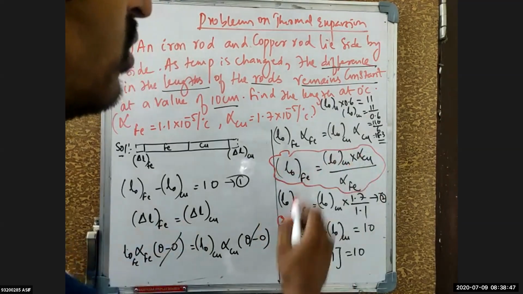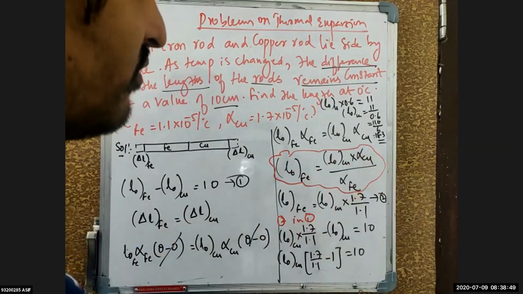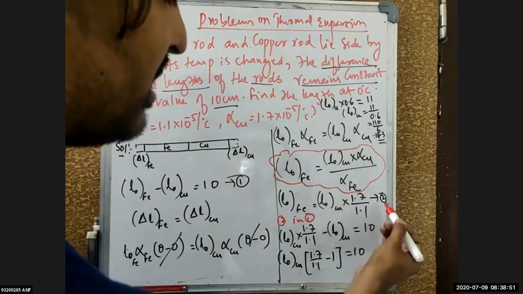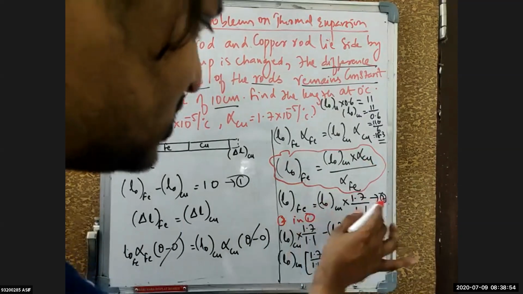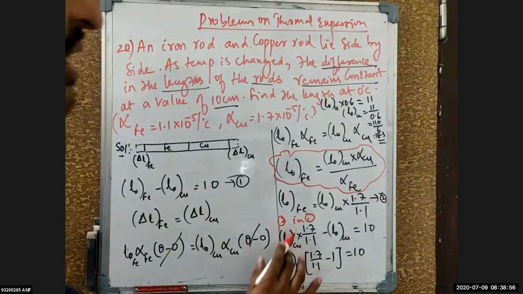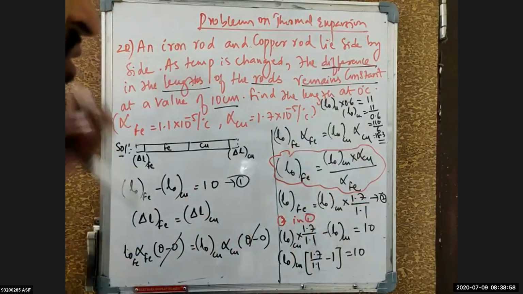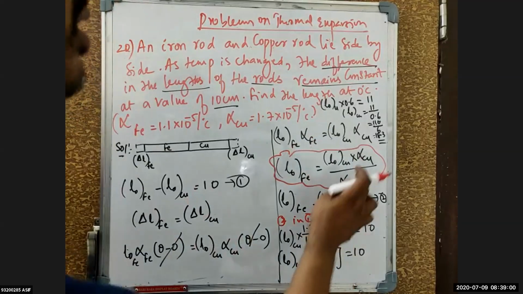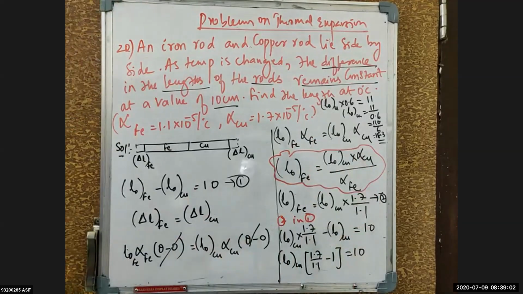So this is the way we calculate the value of this one. In this one, two are unknowns. I know the alpha of copper, I know the alpha of iron, so I'm substituting those values. I'm taking that as equation number 2. Then I'm substituting equation number 2 in equation number 1. Simplify it, and we'll get the length of your copper. Once you get the length of copper, you can substitute here. You can get the length of your iron also. Is it clear for everyone?